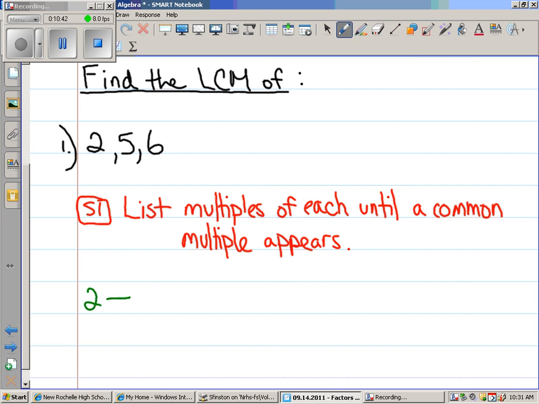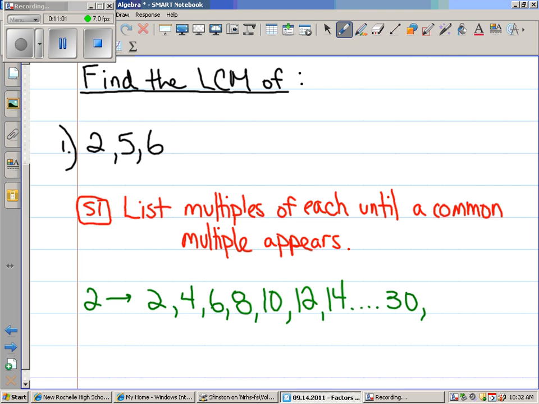So let's do it for 2. Give me some multiples of 2. 2, 4, 6, 8, 10, 12, 14. You understand how I'm going about counting this out? We could keep going to 30, and beyond 30. We could go 32, and keep going all the way to 100. Furthermore, it would go on forever. That would be so annoying.